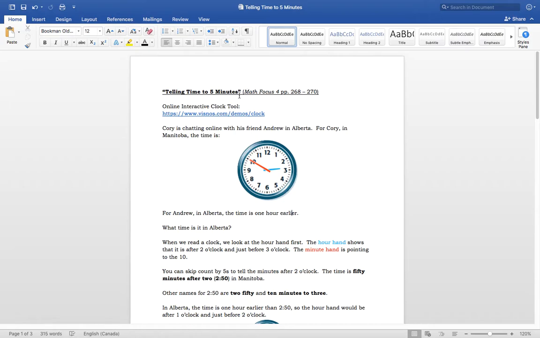I will be using at one point the online interactive clock tool that I've been recommending since the beginning of this unit. But let's just move on and I'll get to that in a moment.